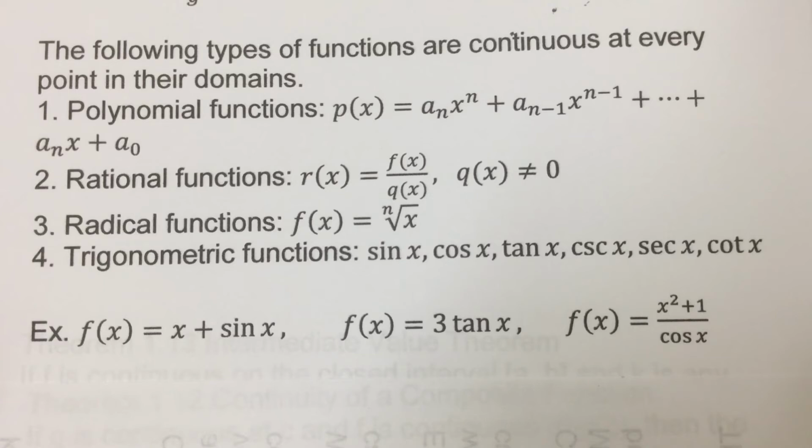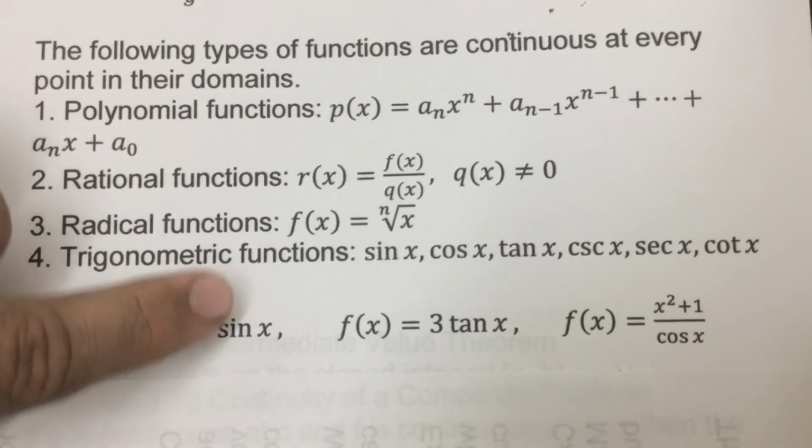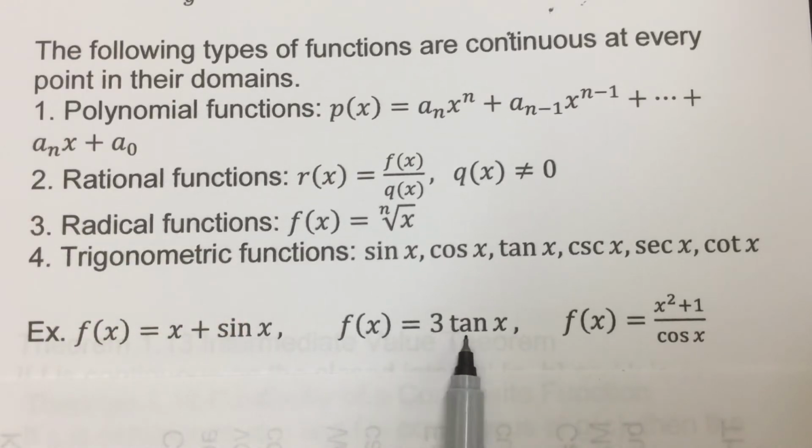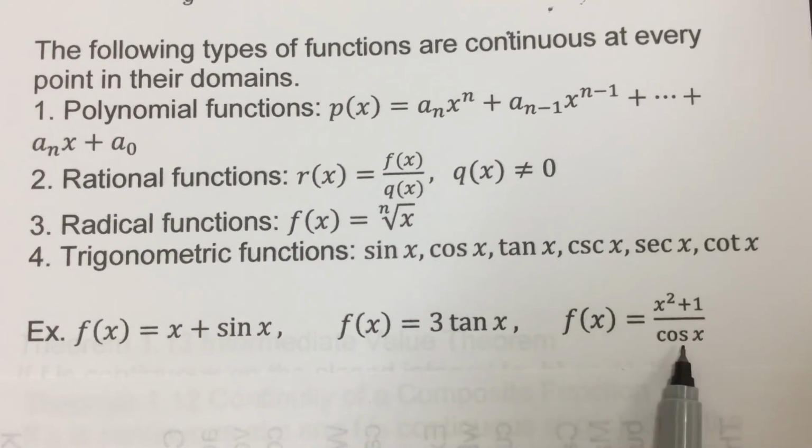So for example, if we had x plus sine of x, it'll be continuous everywhere because x is continuous everywhere and sine is continuous everywhere, so adding them together, it's still continuous everywhere. If I took tangent and multiplied it by 3, it's still continuous everywhere inside that domain. Here, x squared plus 1 over cosine x. Each of those by themselves would be continuous everywhere in their domain. So together, still continuous.